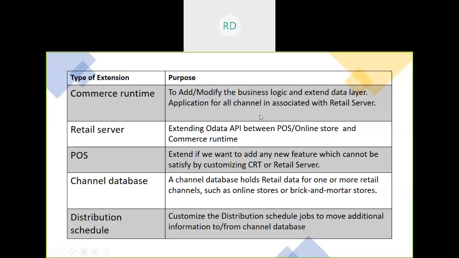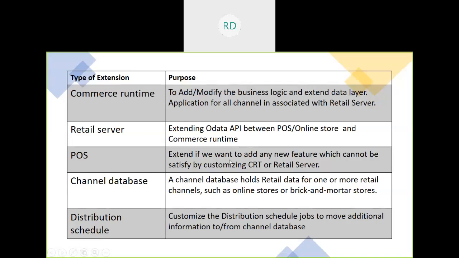This commerce runtime will always interact with the retail server. You cannot access the commerce runtime engine from outside directly; you have to go through the retail server itself. Retail server's purpose is extending the OData API between POS or online store and commerce runtime. Online store is nothing but e-commerce. So the purpose of retail server is to be a bridge between the clients and the commerce runtime business layer. It is important for exposing the API to the client.